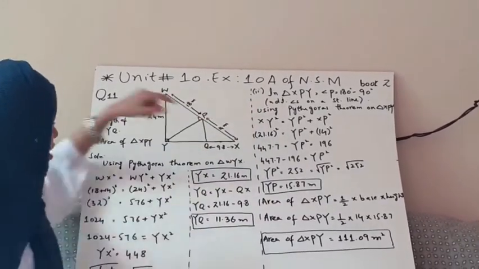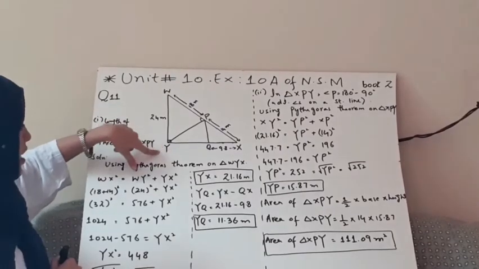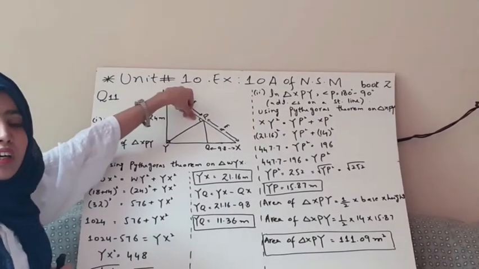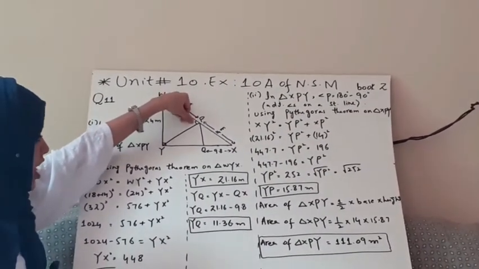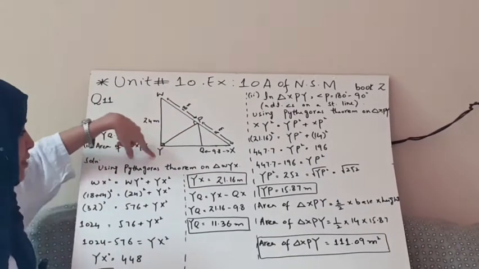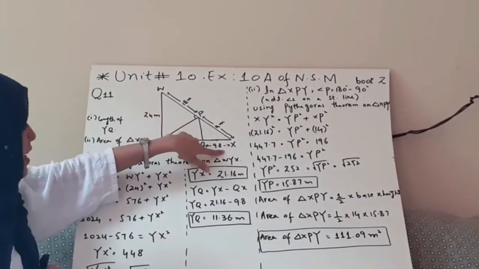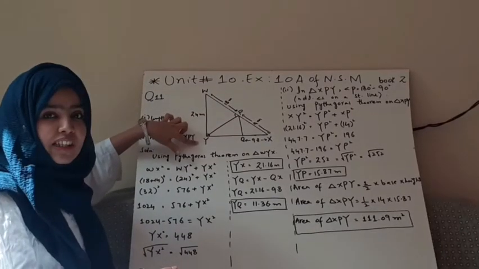So we have to deal with XPY here. It has a 90 degree angle. The side which is opposite to P, this right angle, which is YX, will be the hypotenuse in this case. And the sides PX and PY, we have to deal with in this triangle.